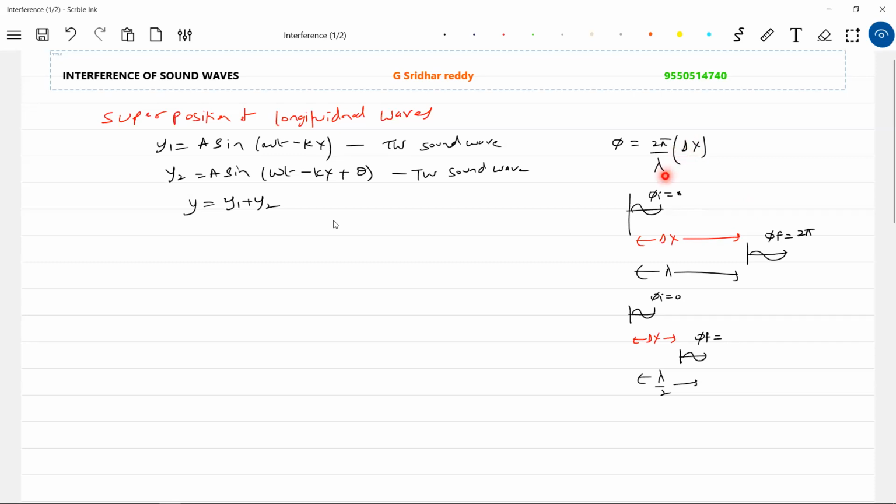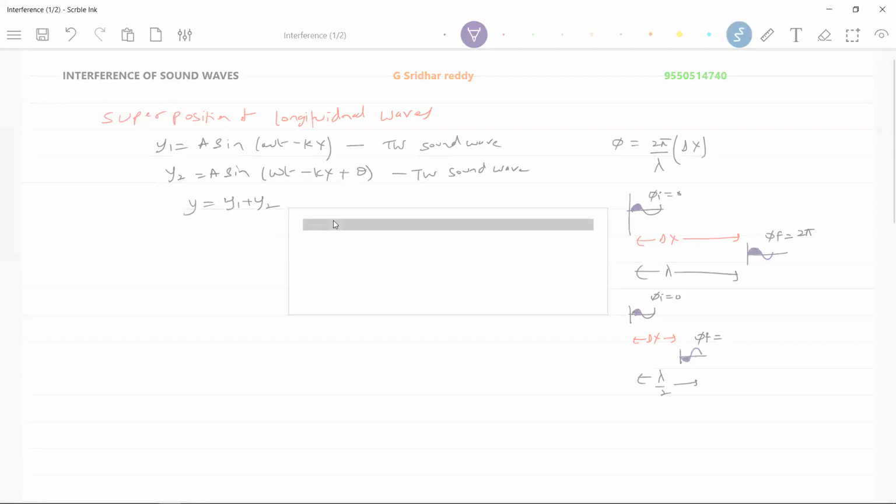Now similarly, if a wave moves a distance lambda by 2, how much of phase will it gain? It was having 0 phase, so it will gain some phase. Because it should have a phase of pi radian. Able to understand this? This is the more concrete idea of how the wave propagates.